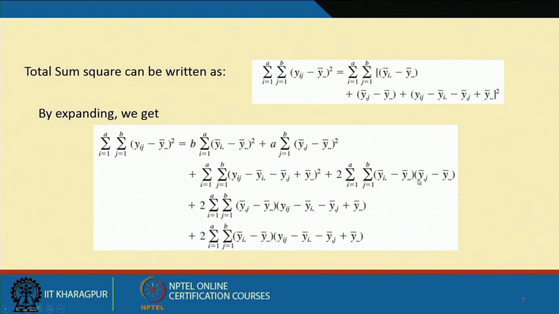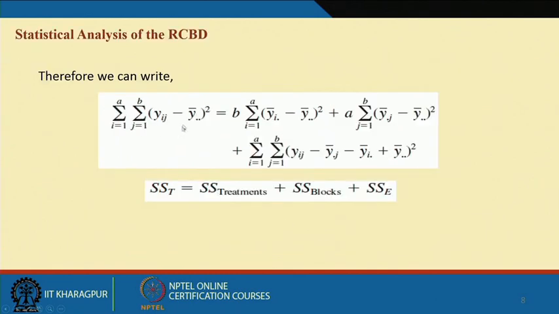If you take the sum, you will find that the 2 times this covariance kind of term becomes 0, and as a result the sum square total, the sum of y i j minus the grand average squared, is equal to this plus this plus this. So, sum square total is now divided into sum square treatment, sum square blocks, and sum square error.